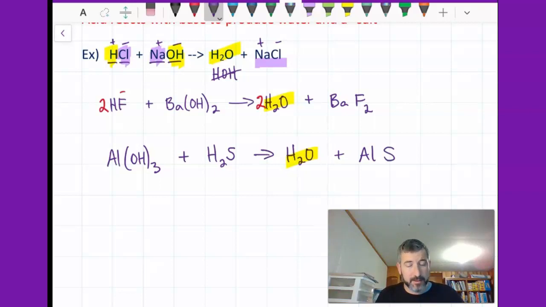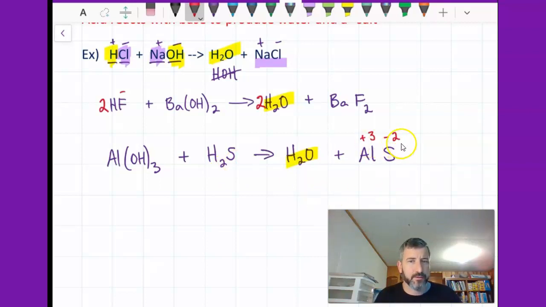Now we could look at a periodic table and we could figure out the charges for sulfide and aluminum. Aluminum is in group 13, so it should be plus 3. Or I could look over here and see that there are 3 hydroxides, and that tells me that aluminum must be plus 3. Either way, I've got a plus 3 charge on aluminum. Same thing with sulfide. It's in group 16, and everything in group 16 is minus 2. So I know it's minus 2. But I also could just look at how many hydrogens there are over here. There's 2 hydrogens. That must be balancing a minus 2 charge on the sulfide.